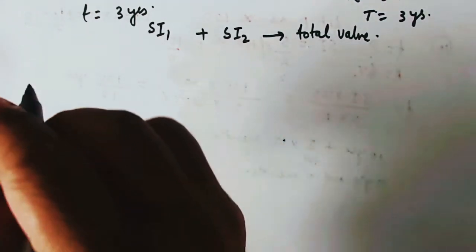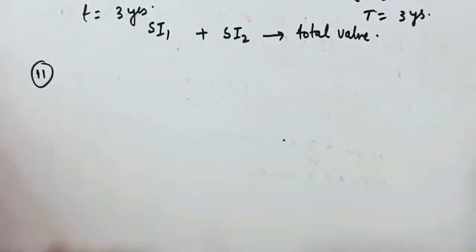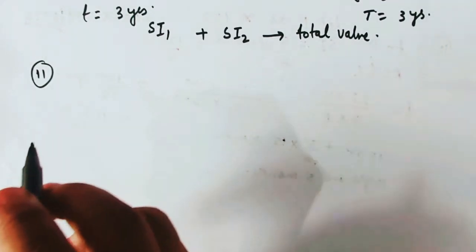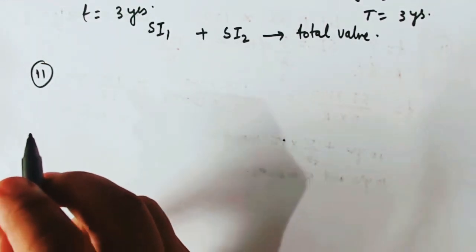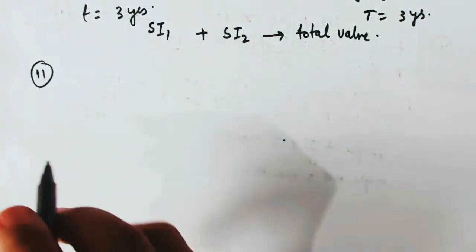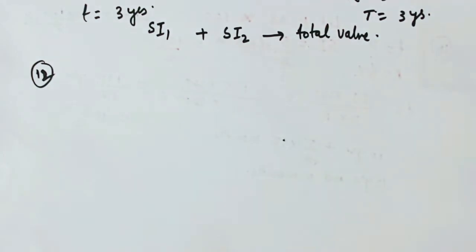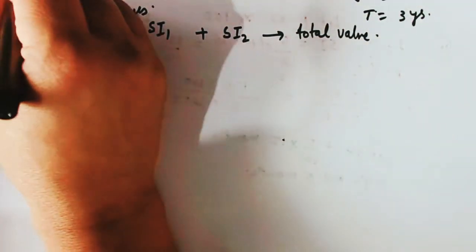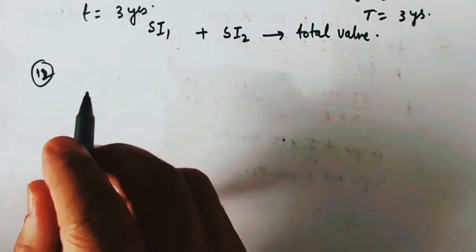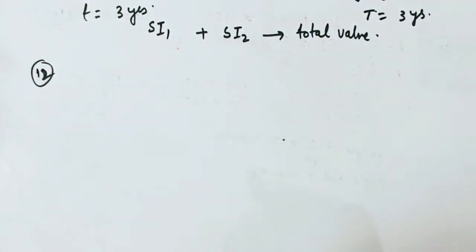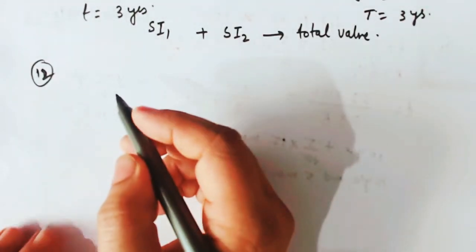So in this one we have Raj borrows rupees how much? I think we had done that one, that was 11. This is 12. Okay, this is the 12th one. So in 12 it says Raj borrows rupees 8,000, out of which 4,500 at 5%.